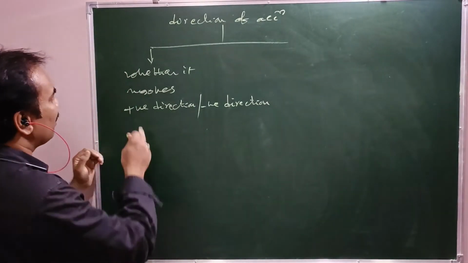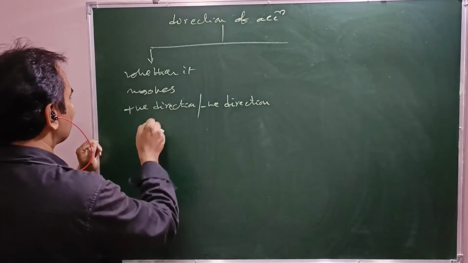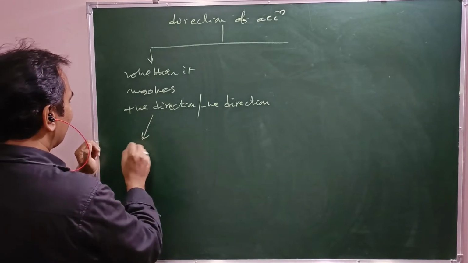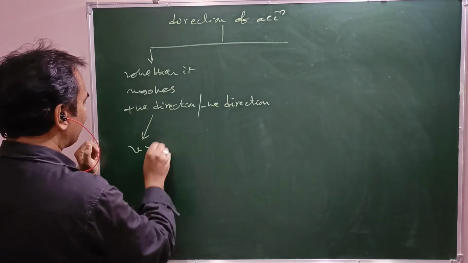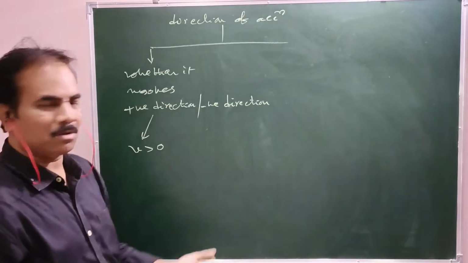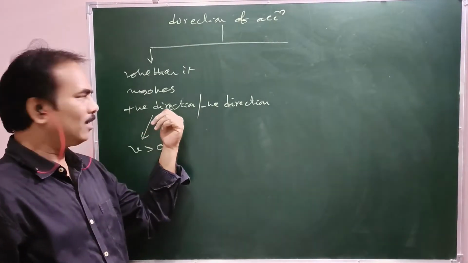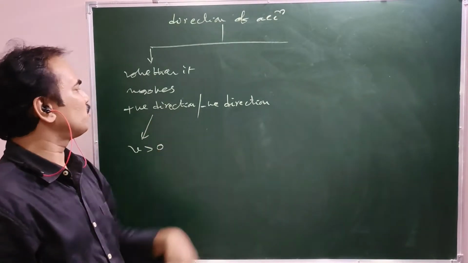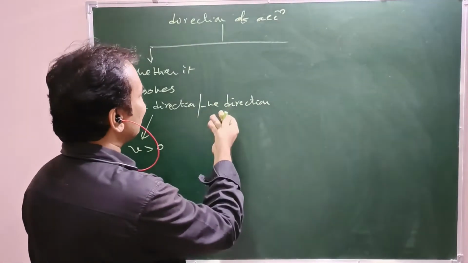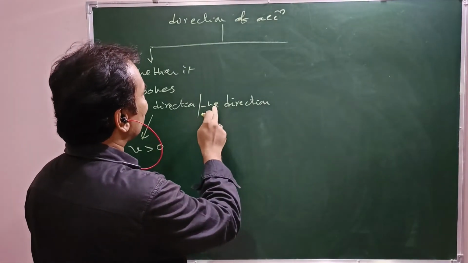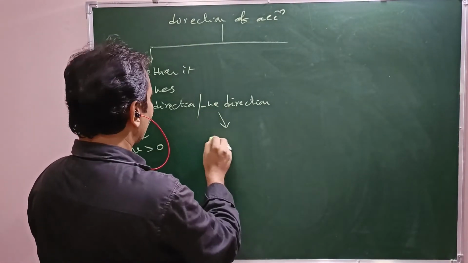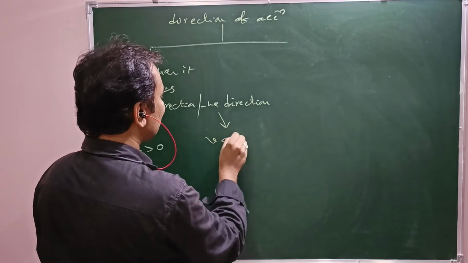When do we say that a particle moves along the positive direction? It means V greater than 0, right? Velocity is greater than 0. Then the particle is said to move along the positive direction. When do we say that a particle is moving towards the negative direction? It means velocity must be less than 0.